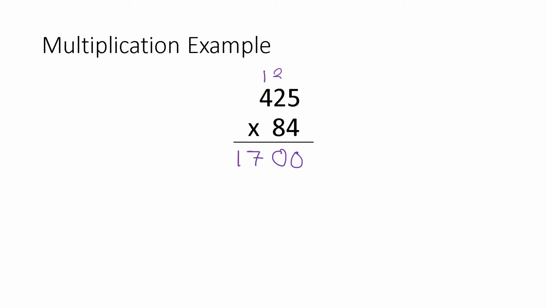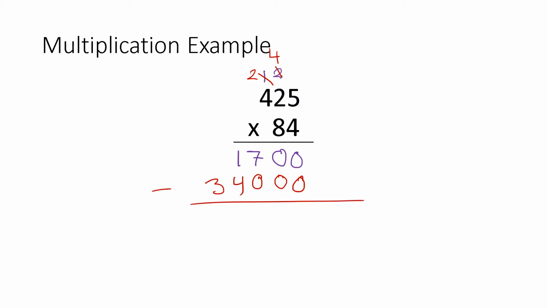Okay, next column, now the 8. Oh, sorry, before we start with our 8 times 5, make sure we put down our 0. Now 8 times 5, which is 40, write your 0, carry your 4 on top of the 2. 8 times 2 is 16. 16 plus 4 is 20. We'll write down our 0 and carry the 2 for that 20. And then we have 8 times 4, which is 32. 32 plus 2 is 34.